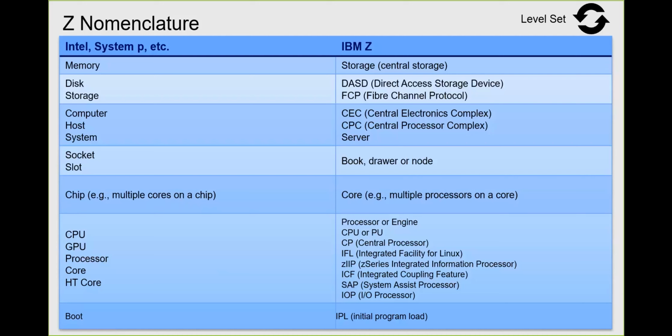And then the other thing that tends to trip people up is how the different platforms frame the idea of multiprocessing, which is our vehicle for concurrent programming. In Z, we tend to refer to it as multiple processors on a single core. Other architectures will flip that and talk about a processor chip that has multiple cores. The difference in terminology really comes down to a uniqueness of the architecture. But for this presentation, we'll use all the terms you see on the right.